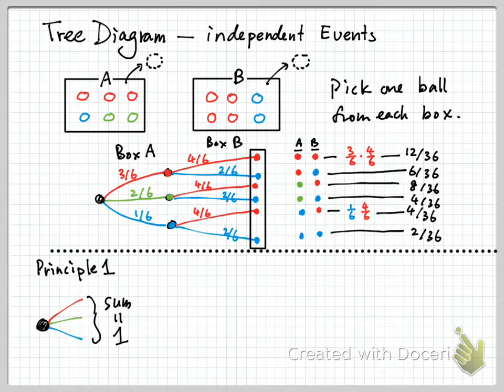And for example, the same node here, you have two possibilities, two branches coming out from the same point, and their sum 4/6 plus 2/6 is 1. And it applies to the endpoints as well. If you look at all these endpoints and add them up together, the sum equals 1. Am I right? 12 plus 6 plus 8 plus 4 plus 4 plus 2 is 36.